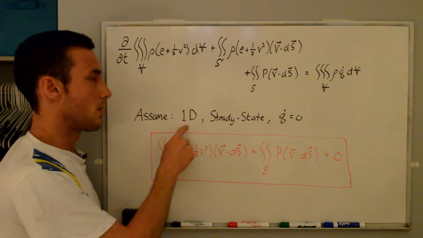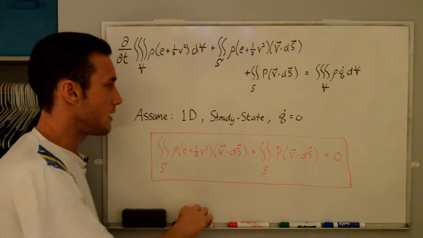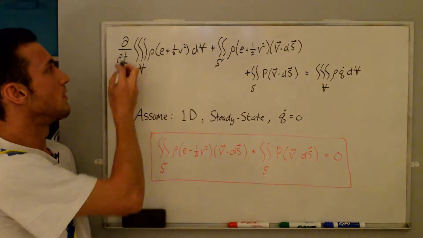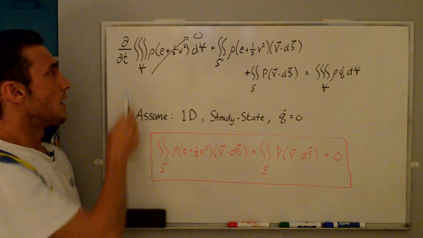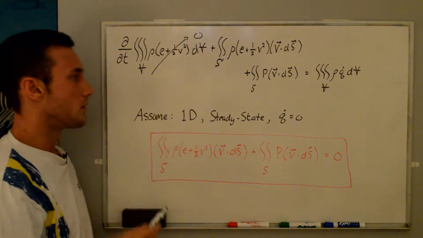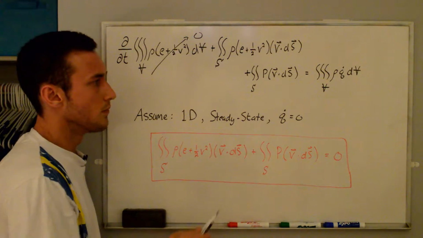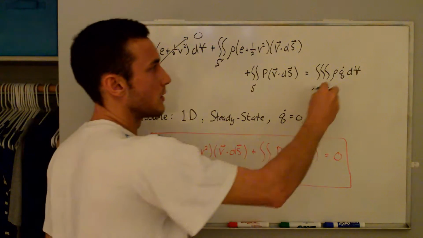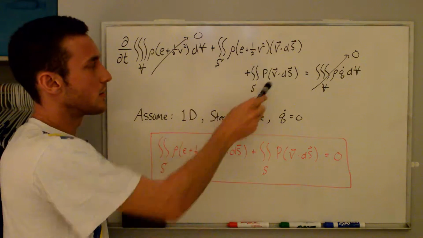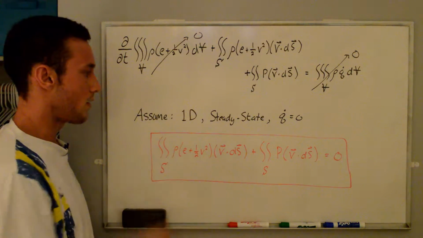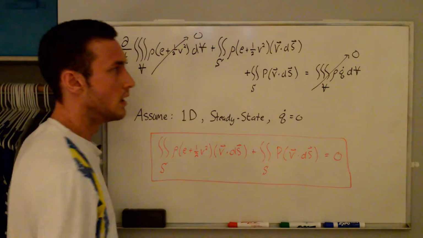First assumption is that we're talking about 1D, because this is a 1D video. The second assumption is that it's steady state, and that means that we can get rid of this term here. This term goes to 0 because nothing's changing with time, and this is a time derivative. And the other is that we have no heat addition, or Q dot is equal to 0, which means that we can get rid of this term here. So what we're left with then are these two terms, two surface integrals, and I've written that down here. First term plus second term is equal to 0.